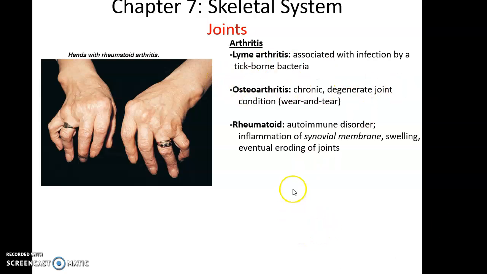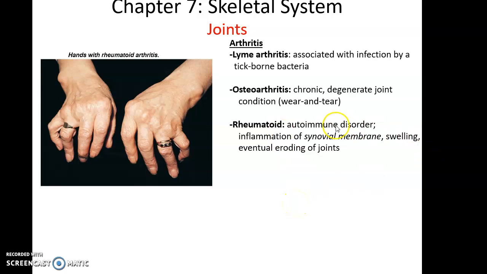Then there's osteoarthritis. This is probably the most common form of arthritis. It just develops slowly over time from the chronic use of our joints, and the joints basically just degenerate and wear down over time. And then there is rheumatoid arthritis.